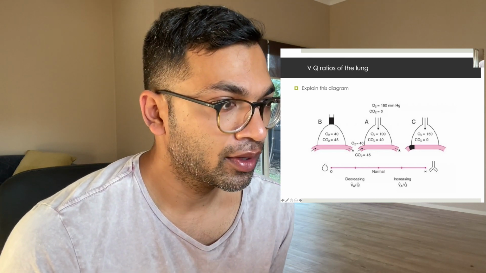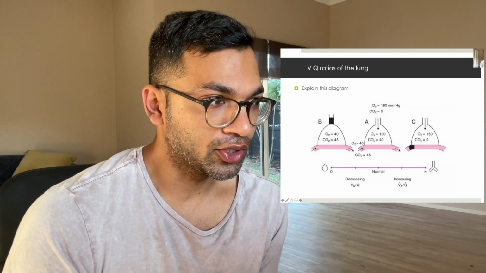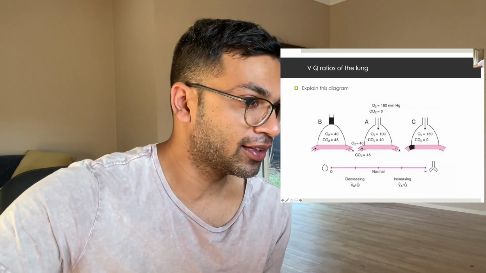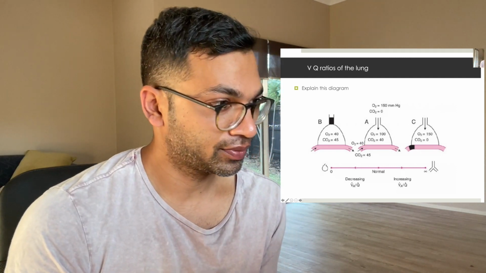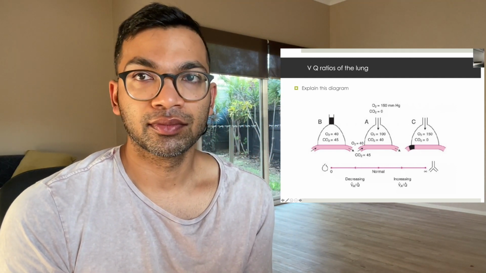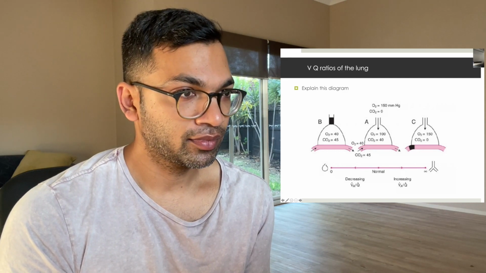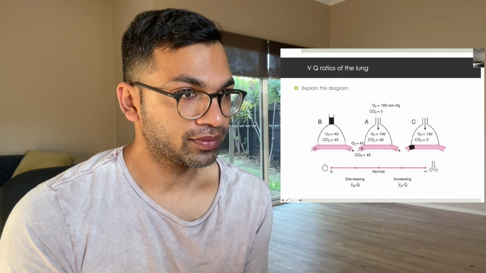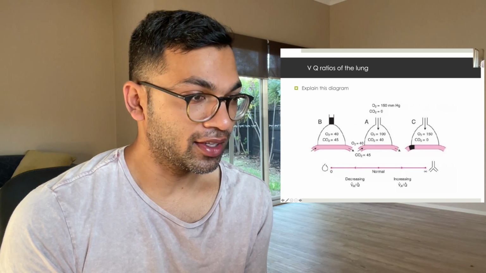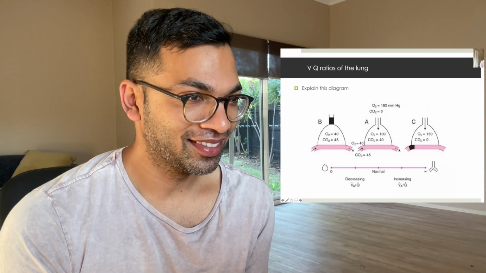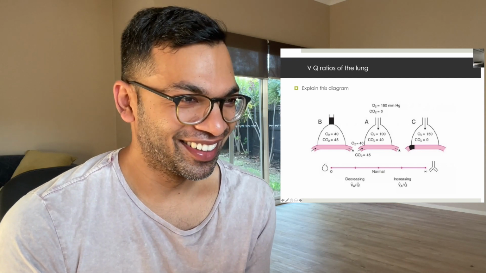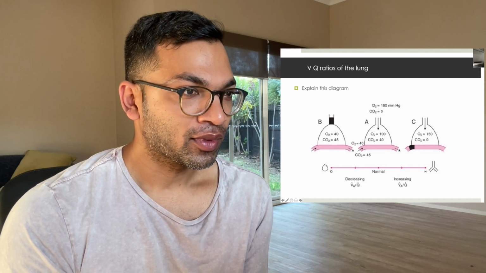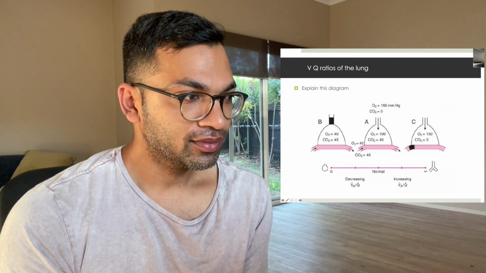What is that then? What would you call that, with a VQ ratio of 0? I guess like dead space. No, the other one. Oh, sorry. It's shunting. Sorry, it's blockage to ventilation. So blood's being shunted. Exactly.